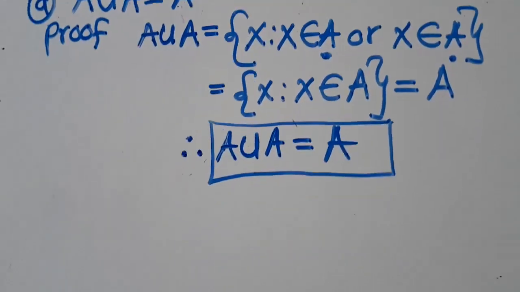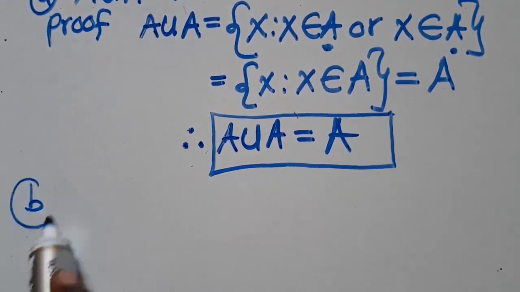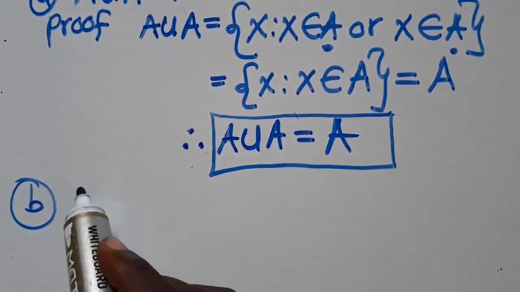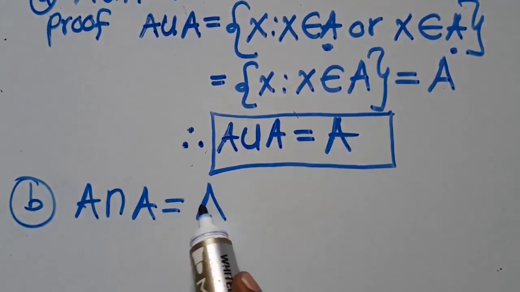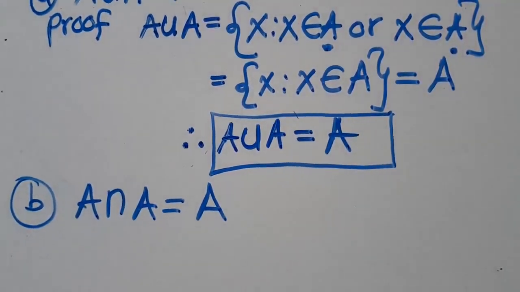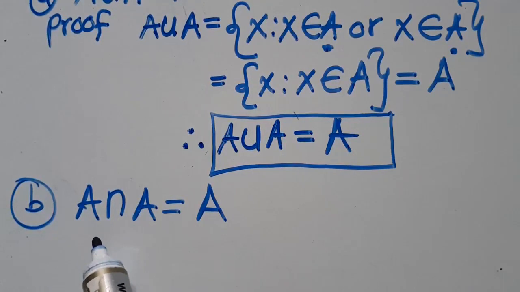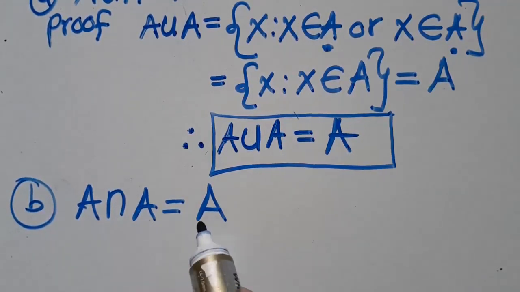We move to the next one, which is B. The B part. So the B part is A intersection A is equal to A. So even as we are discussing this, one thing you need to know is that we are going to apply this in an exam where you are going to see how questions come. Make sure you understand this very well.